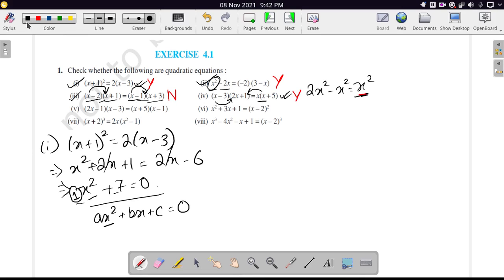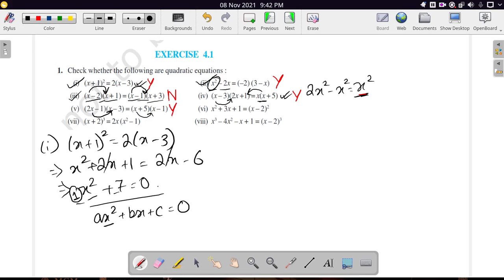Now let us move on to the next question. The algorithm is simple. We just need to multiply the first 2 terms and check like that. We do not need to do the entire calculation. So it's 2x square on the left hand side, x square on the right hand side. So this will also be true. This will also be yes, because the x square term is remaining in the equation.